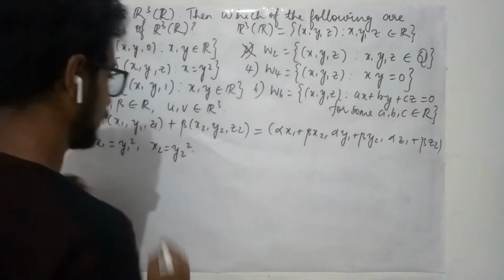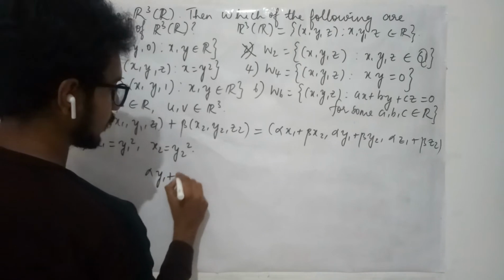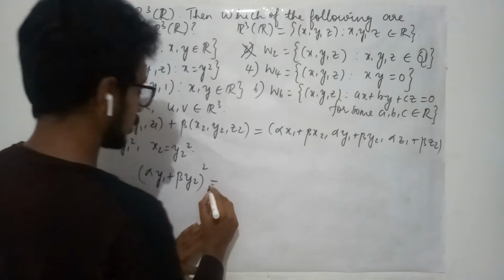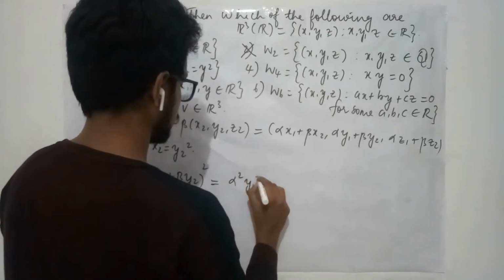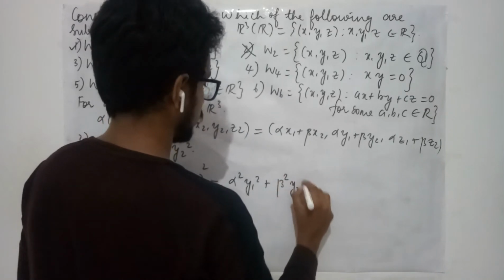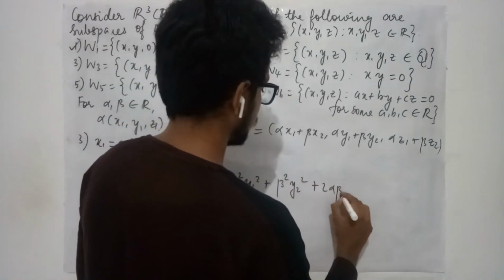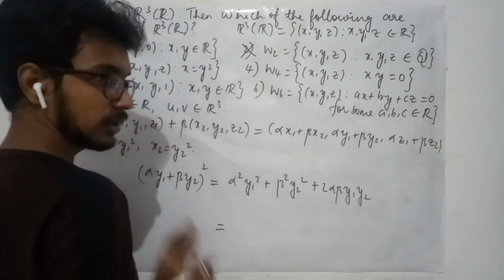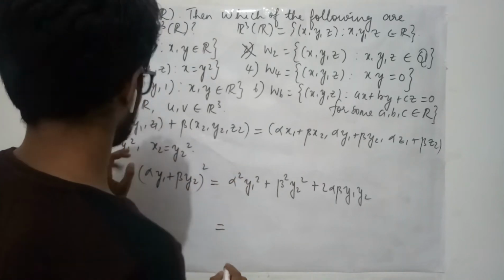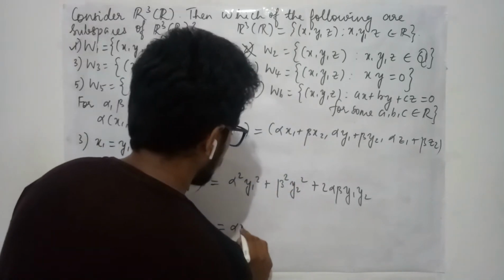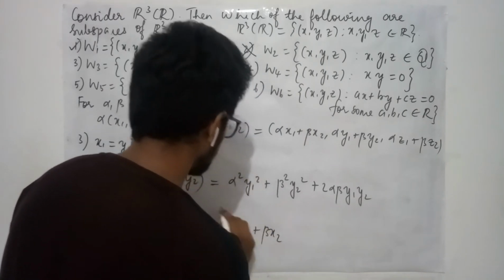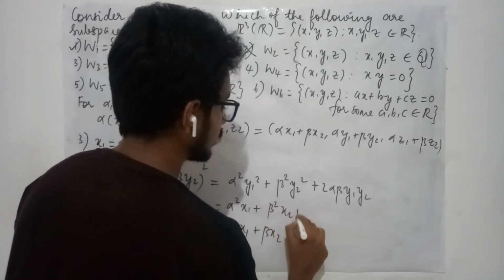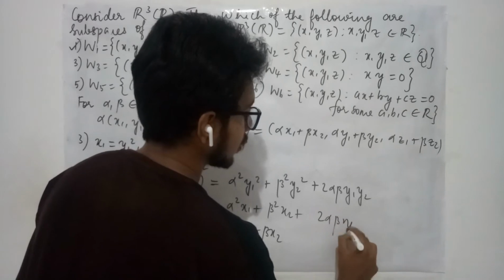Let us examine this. That is alpha y1 plus beta y2 whole square. What are we going to get? When you make the binomial expansion, you are going to get alpha square y1 square plus beta square y2 square plus 2 times alpha beta y1 y2, and we should get this same as the first quantity, that is, alpha x1 plus beta x2. Will we get this? We are going to get alpha square x1 plus beta square x2 plus 2 alpha beta y1 y2.